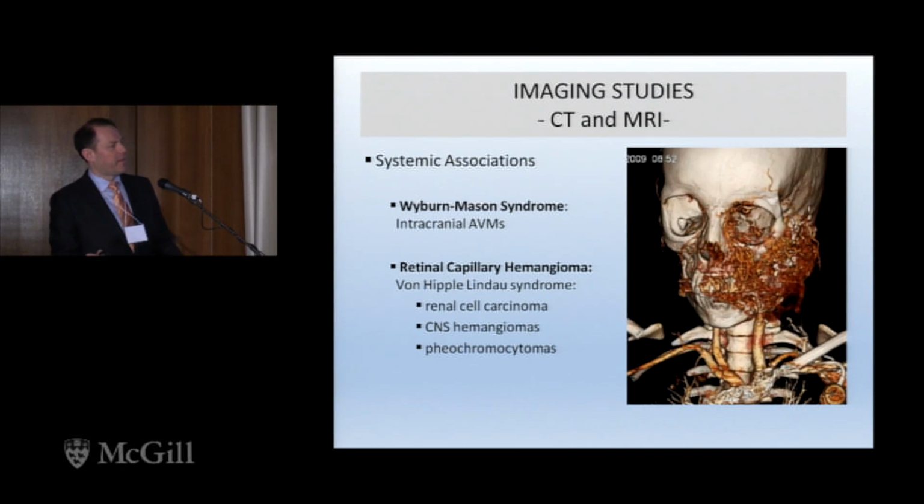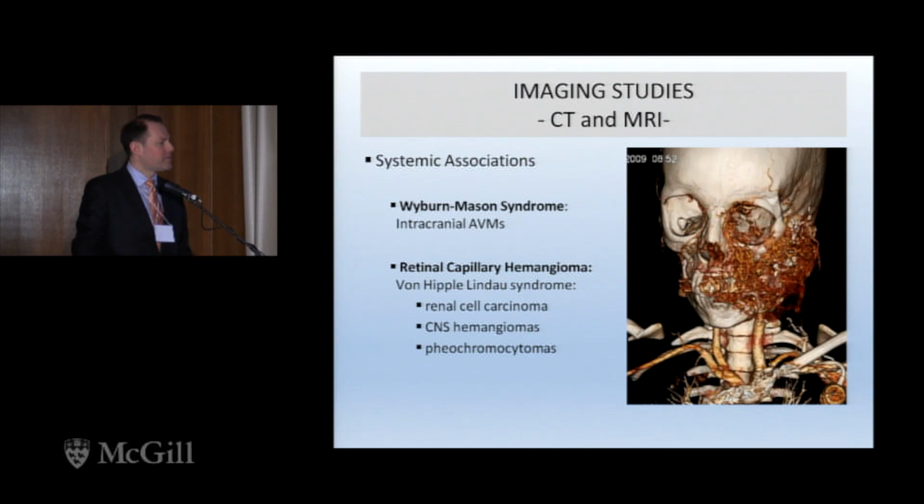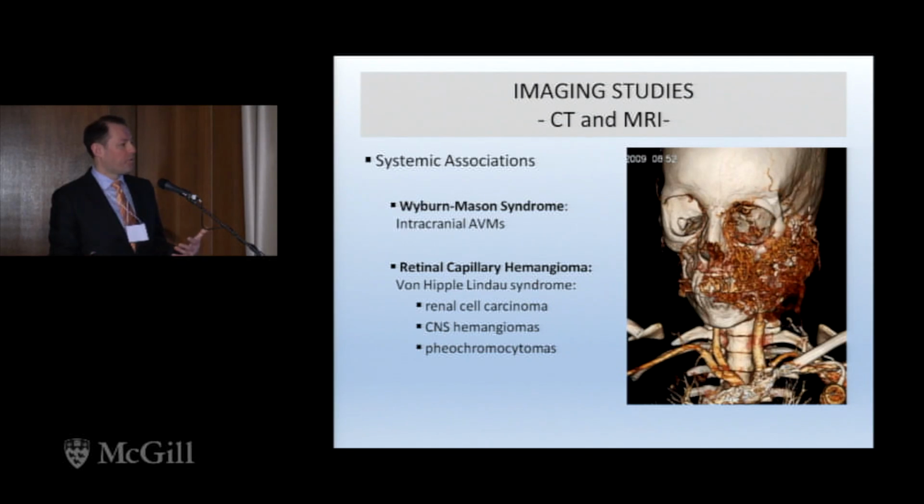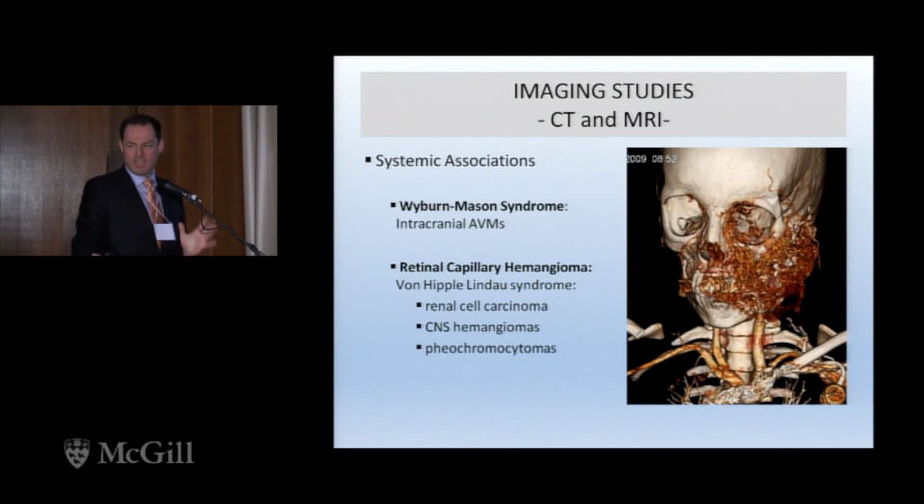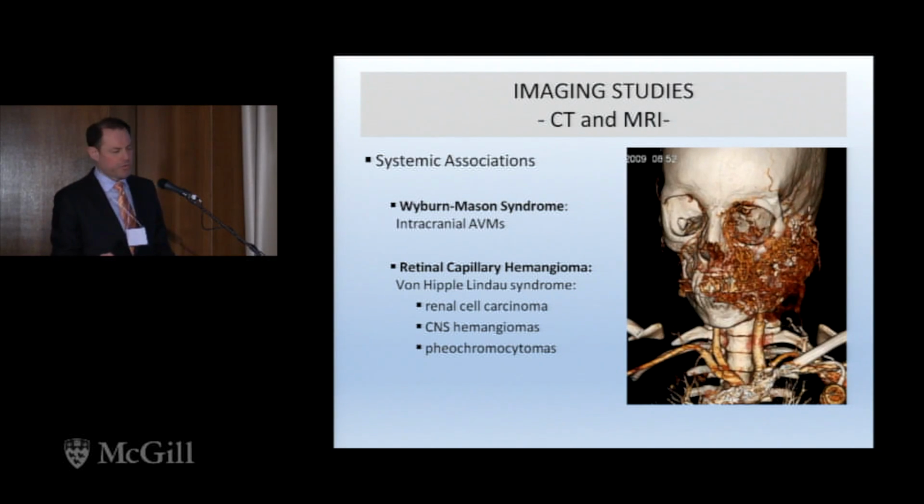As I mentioned with imaging studies such as CT and MRI, these are mostly to identify systemic associations with these vascular tumors. So in the case of Wyburn-Mason, we would be using it to look for intracranial AVMs, whereas with retinal capillary hemangiomas and von Hippel-Lindau, it's important to look at lesions that one might find, abdominal tumors such as renal cell carcinoma or pheochromocytomas, or hemangiomas in the cerebellum. Critical because, again, these can potentially be a fatal complication of these disorders.